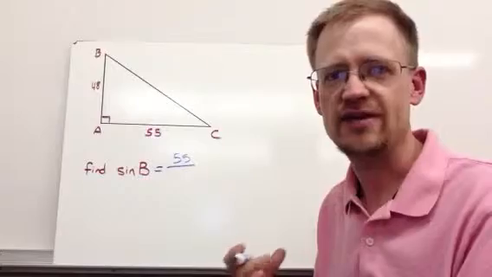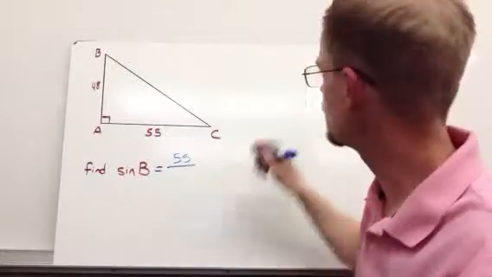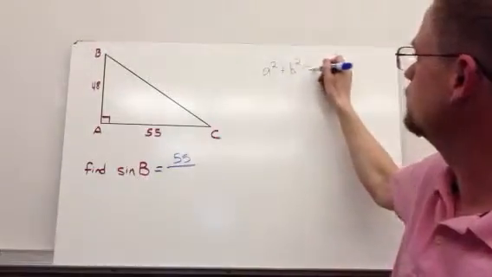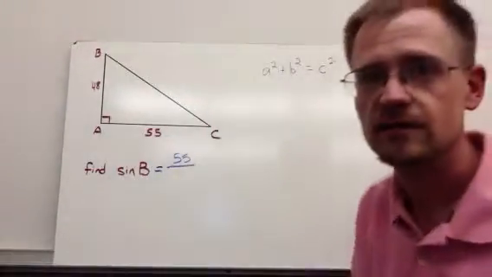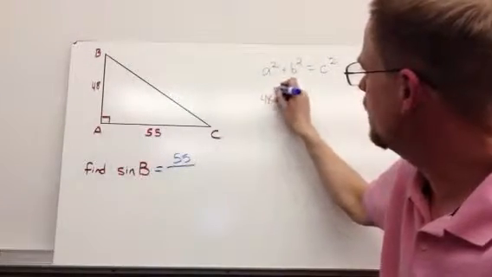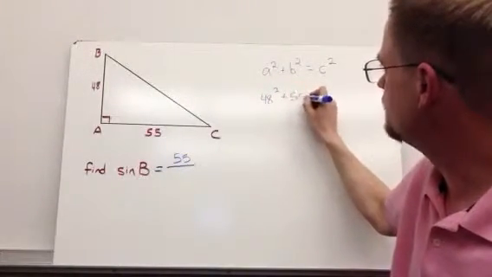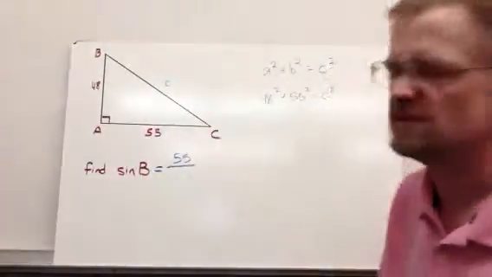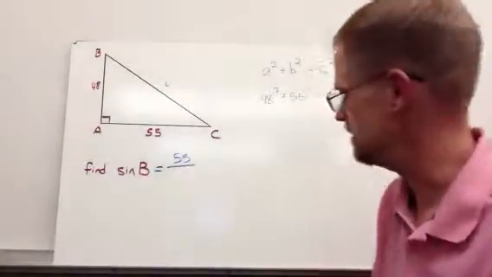We can use the Pythagorean theorem. It still works. It's a right triangle. Again, Pythagorean theorem, a squared plus b squared equals c squared. So we take our two leg lengths, 48 squared plus 55 squared. That's going to equal c squared. We're going to call this c for right now. We could call it x. We could call it anything.